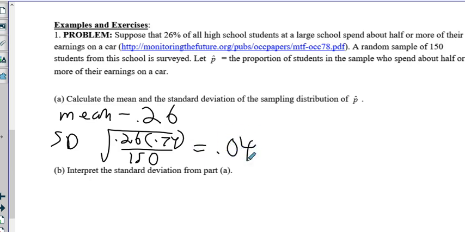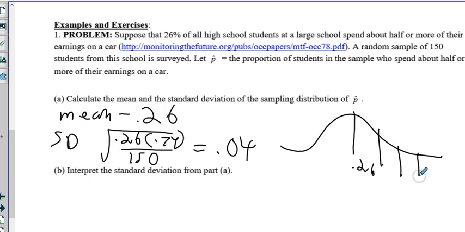And that gives us a standard deviation of 0.04. So our mean is 0.26, our average is 0.26, 26%, with a standard deviation of 0.04. And we're not going to do the whole thing, but again, if I put 0.26 here, I would go up 0.04, 0.04, 0.04, and subtract 0.04, 0.04, 0.04, like we've been doing. Same thing. Mean, standard deviation.